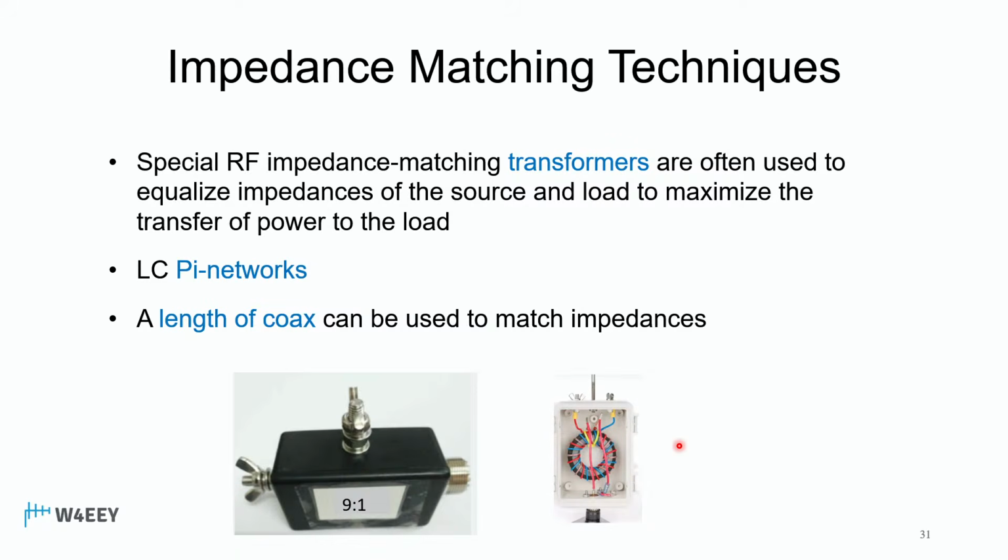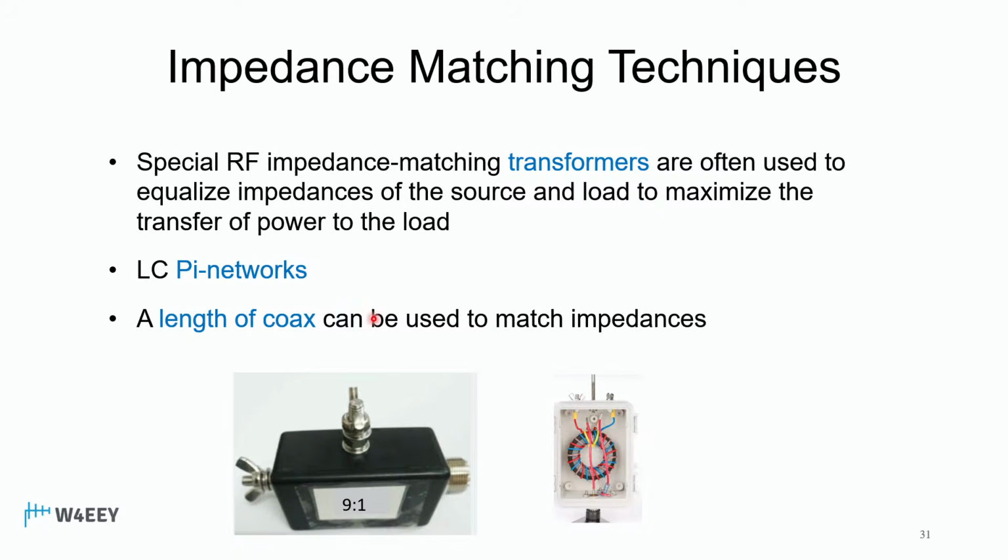What does this look like inside? Well, it's a box with some turns around a fairly large toroid. The more power that you're going to run, the bigger the toroid has to be. So I just wanted to lead into this with a practical example. So coming back to the top, special RF impedance matching transformers are often used to equalize the impedances of the source and load to maximize the transfer of power to the load. So this end-fed half-wave wire has a very high impedance where it's connected, but by using this transformer, we will bring that down to something close to 50 ohms to keep the transmitter happy.